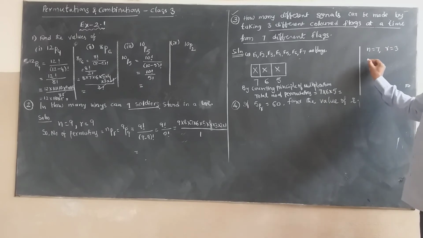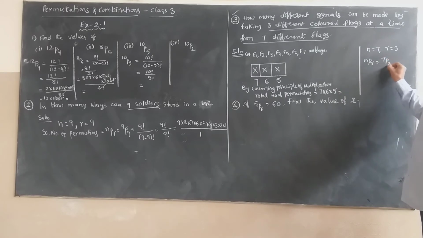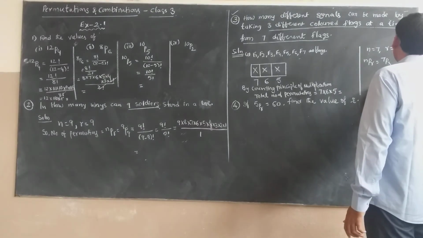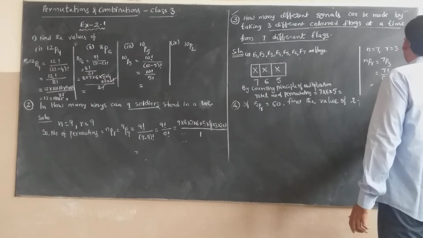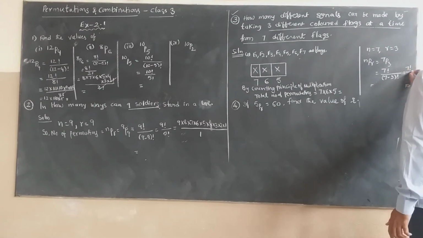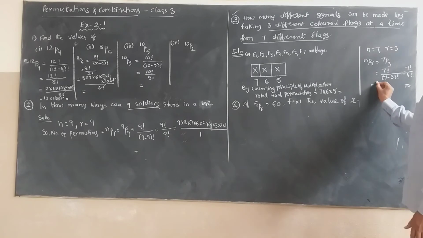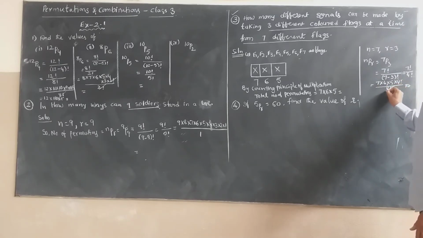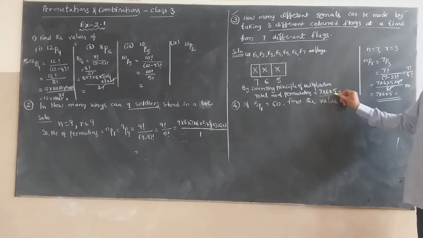By formula, the number of permutations is NPR, which is 7P3, equal to 7 factorial by 7 minus 3 factorial. So 7 factorial by 4 factorial. 7 factorial is 7 into 6 into 5 into 4 factorial by 4 factorial. 4 factorial gets cancelled. So the answer is 7 into 6 into 5, which is the same thing, no? 7 into 6 into 5.